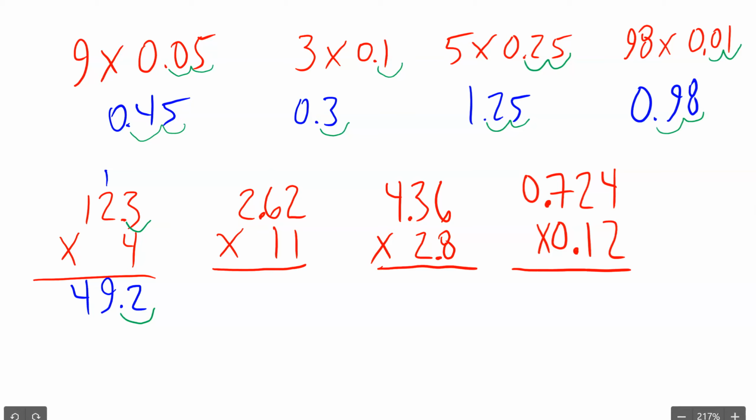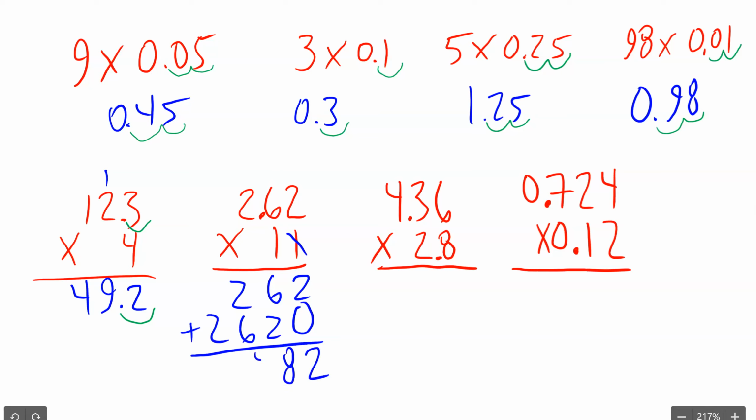We'll try it again here. I have 2 and 62 hundredths times 11, so 1 times 2 is 2, 1 times 6 is 6, 1 times 2 is 2, then a placeholder 0, 1 times 2, 1 times 6, 1 times 2. Now I need to add my partial products together. That gives me 2, 8, 8, 2. And I just need to know, where does the decimal go? 1, 2 total decimal places, and I can place my decimal.